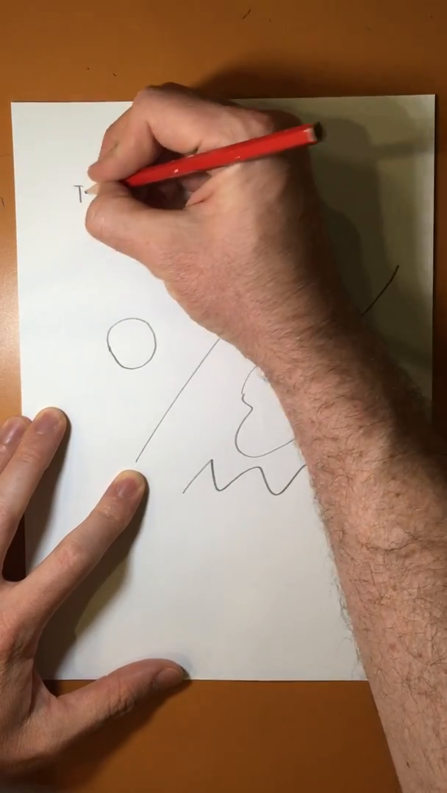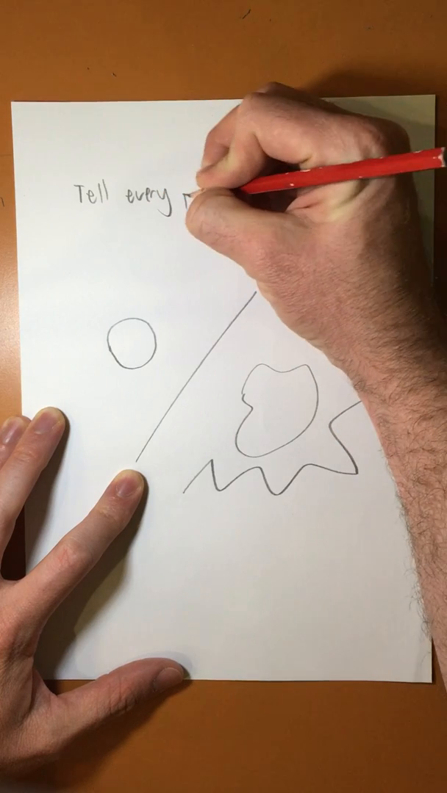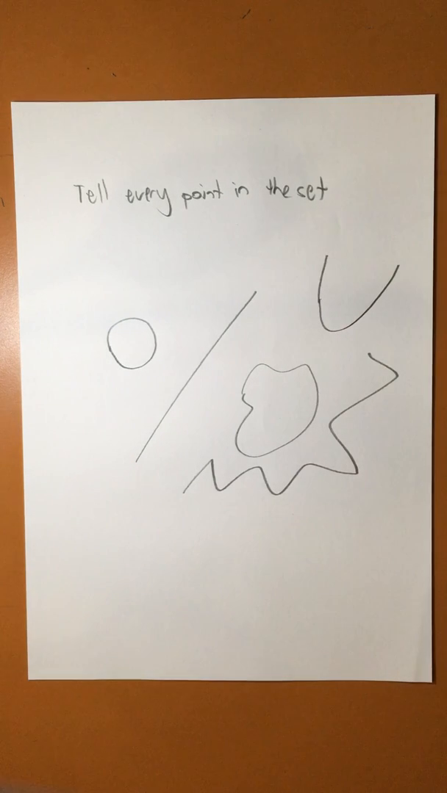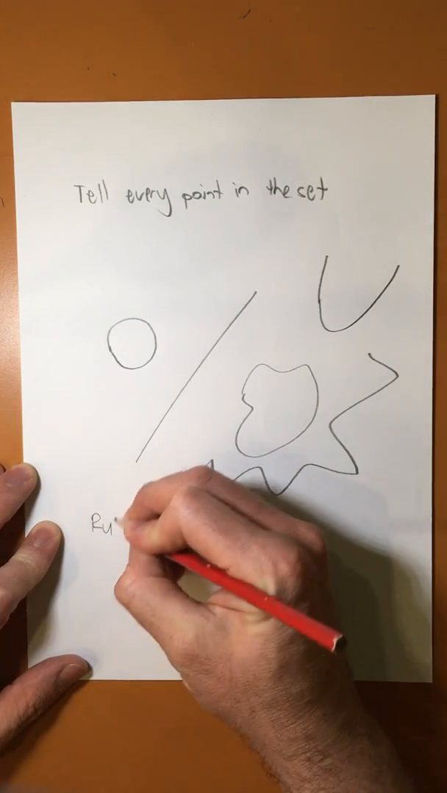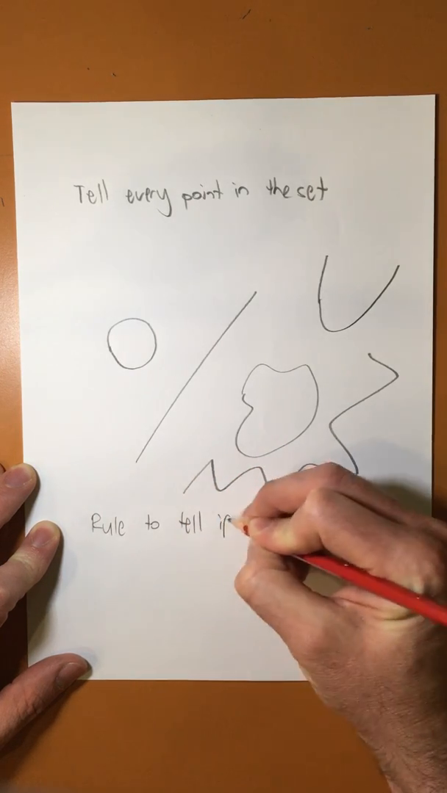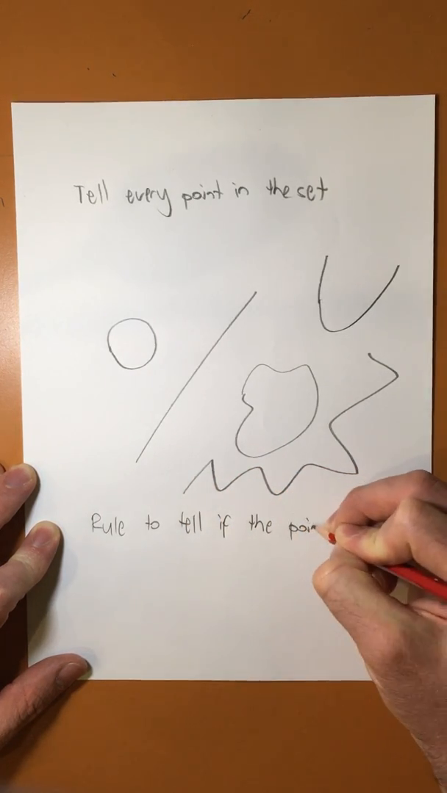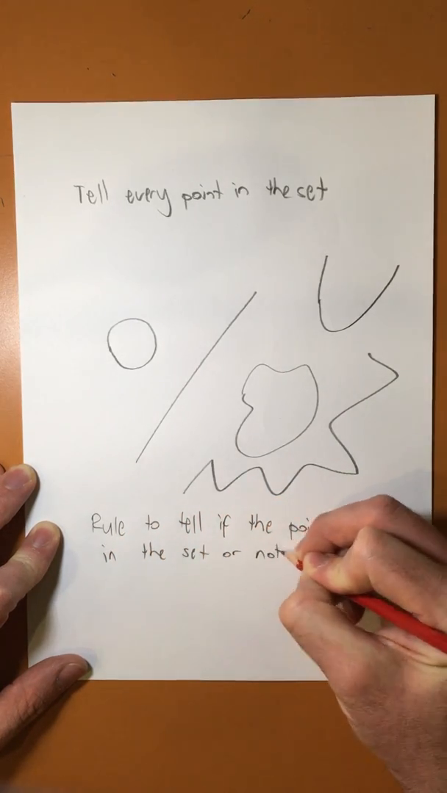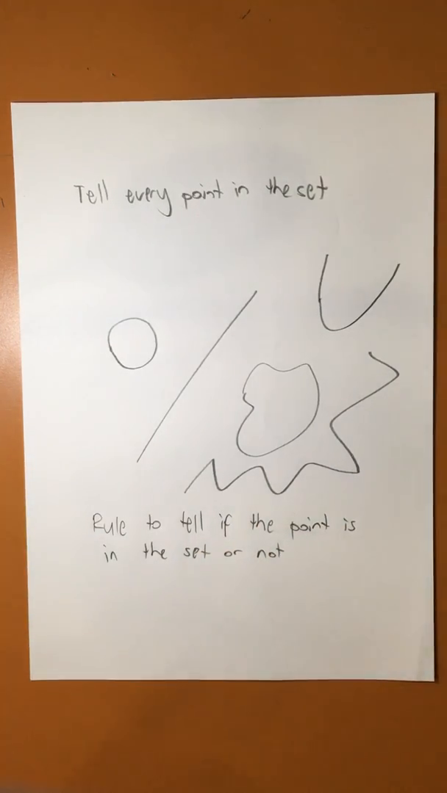So one way is that you can give a list or some description of how to find every point in the set one at a time. And another way is to have a rule that you can use to tell if a point you're thinking of is in the set or not. And these are quite different ways of thinking about a set.